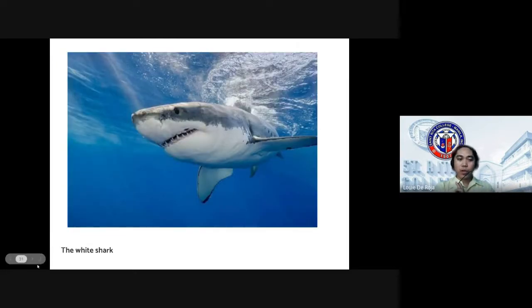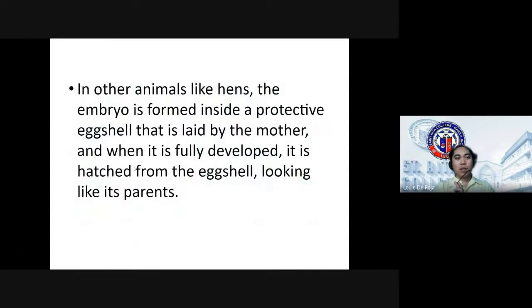Shark, the white shark is Viviparous siya. In other animals like hens, the embryo is formed inside a protective eggshell that is laid by the mother, and when it is fully developed, it is hatched from the eggshell, looking like its parents.